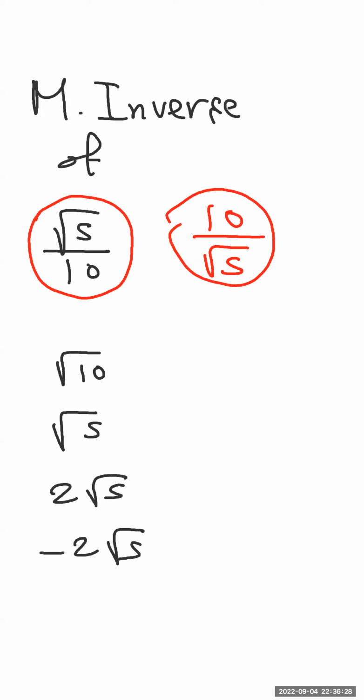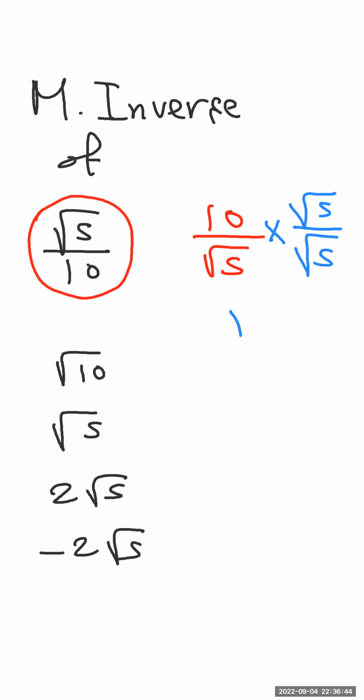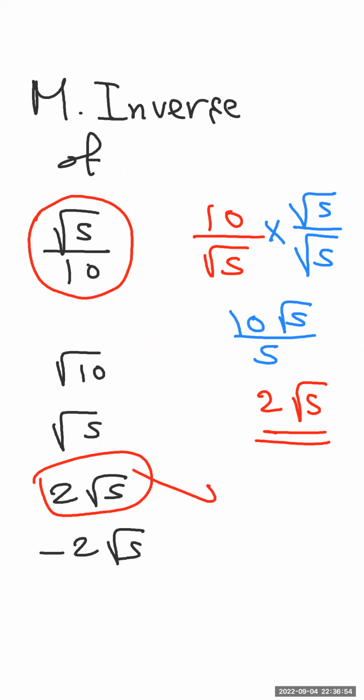Do we have this one here? No. Then what will be the next step? Change the form of this number. Multiplied by what? Square root of 5. So 10 square root of 5 over 5. Simplify. 10 divided by 5 means 2 square root of 5. Where is that one? The third one. Okay, great.